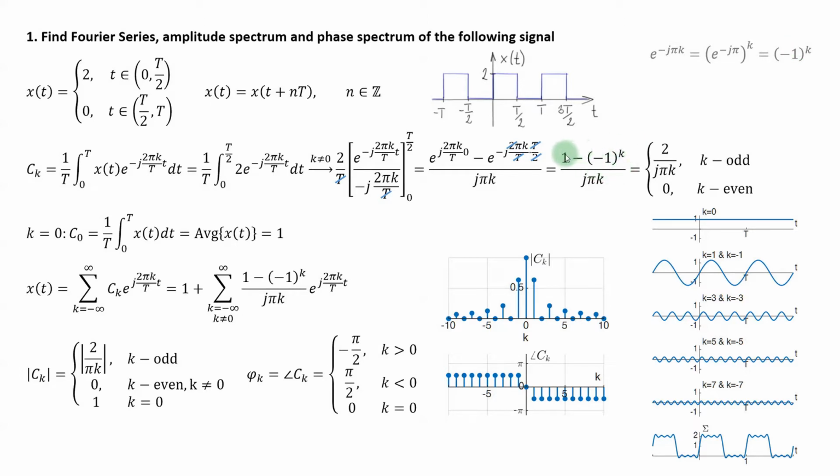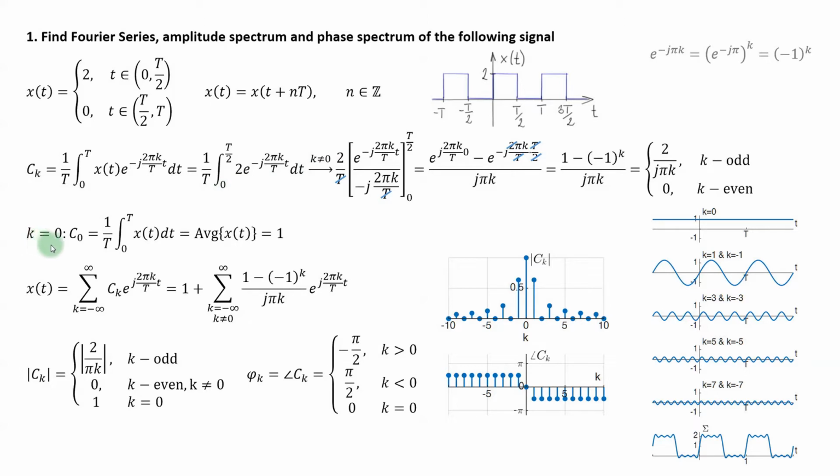Now, this expression will be equal to 2 when k is odd, so for k odd, this will be equal to this. And this expression will be equal to 0 when k is even, so for k even, this whole thing will be 0. So these are the values of the coefficients of the complex Fourier series, the values of the complex spectrum, but only for the case when k is different from 0.